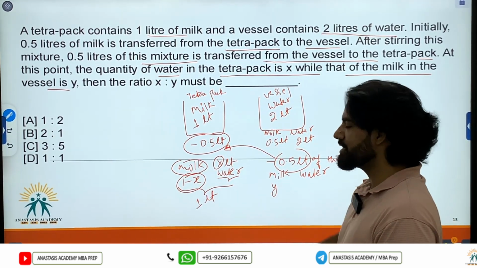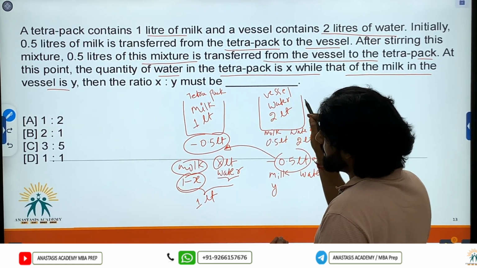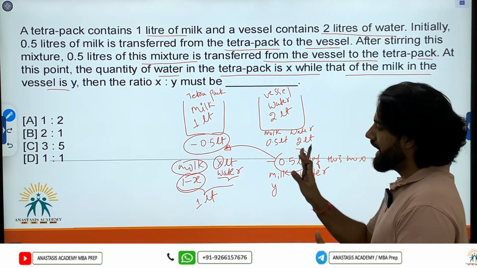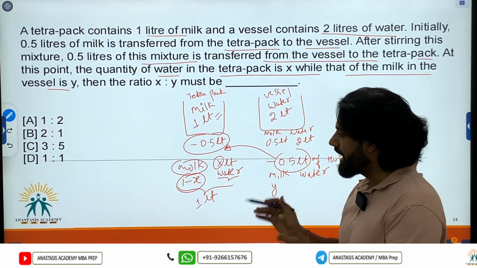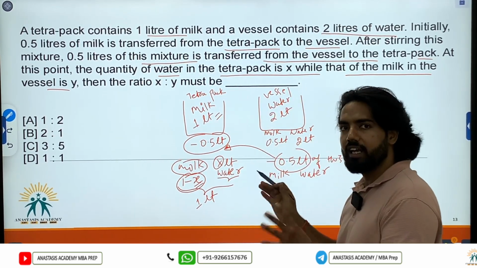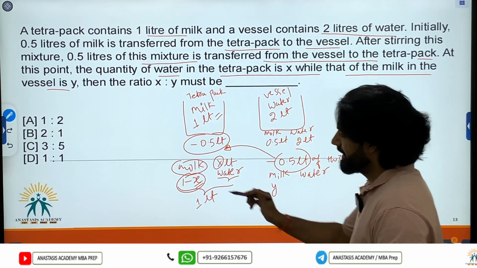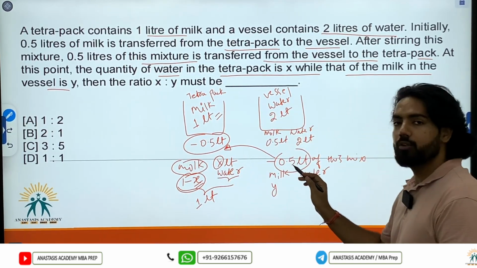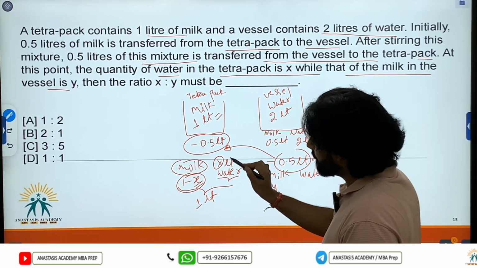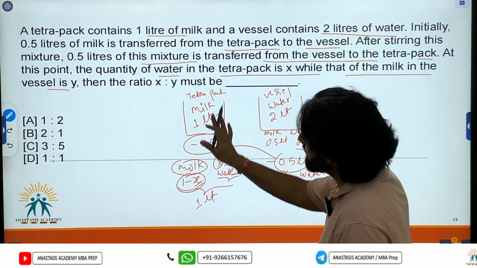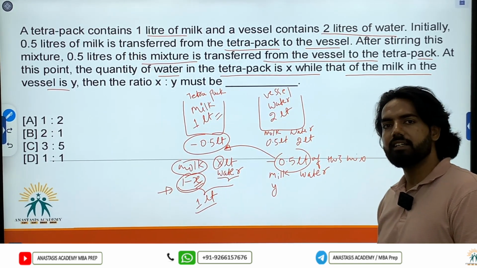If the amount of milk is 1 minus X liters, and we know that we have removed some milk and added again some mixture, the total milk was 1 liter, and this X amount is removed. X amount has gone to the vessel, right? Because at the final stage water is X liters, and the total quantity in this Tetra Pak is 1 liter, so we can say the quantity of milk is 1 minus X liters now.